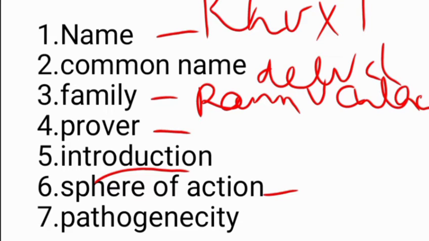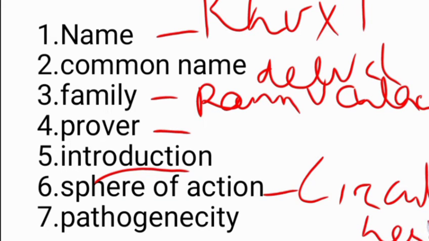Then the sphere of action of Aconitum napellus is mainly the nervous system, brain, serous and mucous membranes, cardiovascular system. Sphere of action means the areas where it mainly acts. The main area of aconitum is the circulatory system. In heart disease we mainly use aconite. That's why you should write that the sphere of action of Aconitum napellus is the circulatory system.